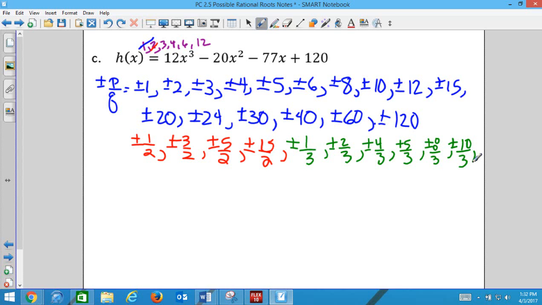A 5 over 3, I believe there's not a minus sign. There should be. Oh, okay. You go back to 3. Where was I? 10, 12 over 3 is fine, 15 over 3, 20 over 3, 24 over 3, 30 over 3, 40 over 3, 60 over 3, 120 over 3.